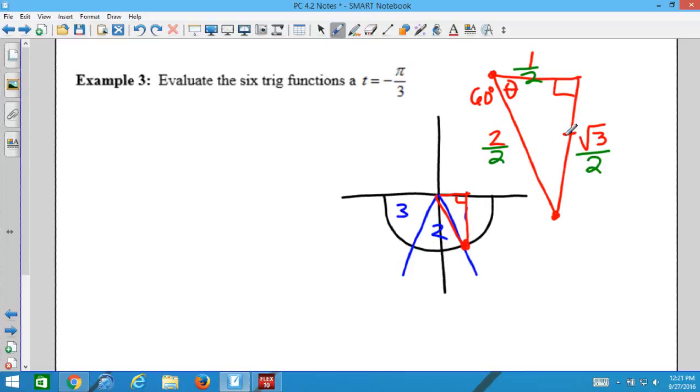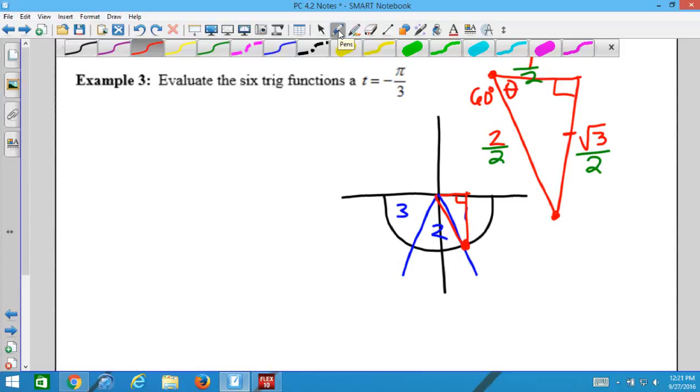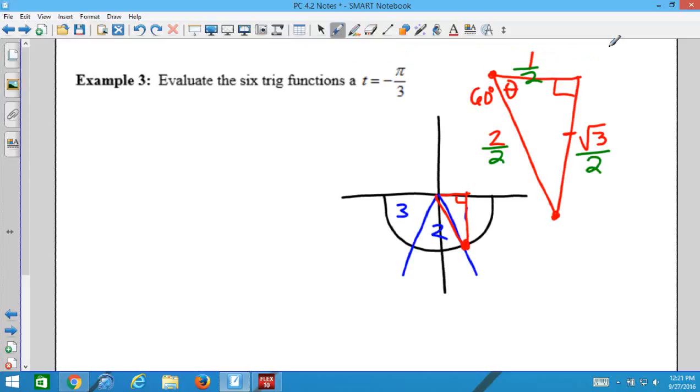Does the radius ever be negative? No, because to get r, going back to the very first page, this is a good question, we're doing x squared plus y squared equals r squared, so it can't be negative. After you square it, it's positive.